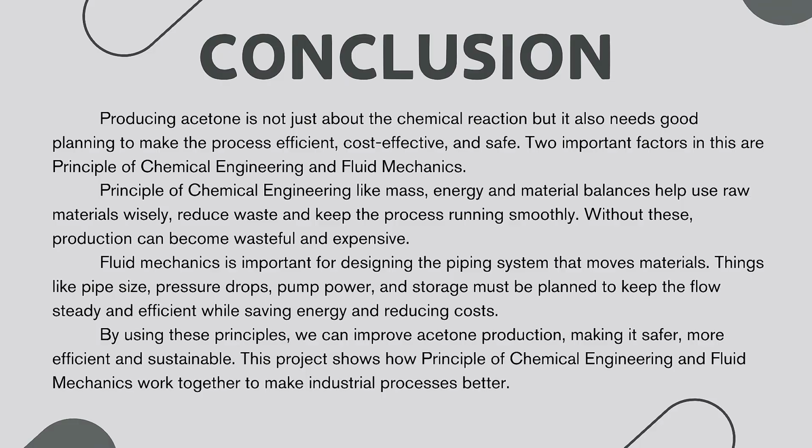Producing acetone is not just about the chemical reaction, but it also needs good planning to make the process efficient, cost-effective, and safe. There are two main factors, which are the principles of chemical engineering and fluid mechanics. For the principles of chemical engineering, there are three main aspects, which are mass, energy, and material balance. Without all of these things, the production can become wasteful and expensive. Fluid mechanics is very important because it helps us design the piping system that moves the materials. Things like pipe size, pressure drops, pump power, and storage must be planned to keep the flow steady and efficient while saving energy and production costs. By using these principles, we can improve acetone production, making it safer, more efficient, and sustainable.